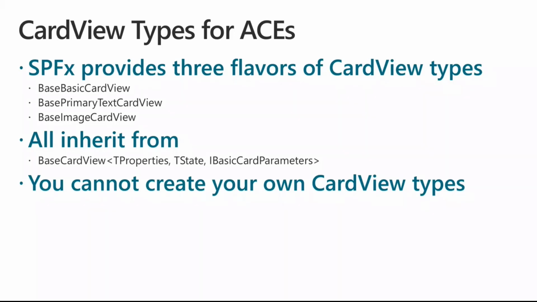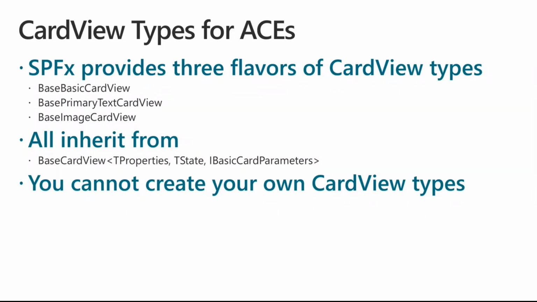And talking about the card view, we always see the options to choose between 3 different flavors of card view. In this short demo, we will figure out what these card view types are and what the differences between each of them are. So first of all, we have 3 options: the BaseBasicCardView, the BasePrimaryTextCardView, and the BaseImageCardView, which are the actual base types that we will inherit from when we create any card view in an adaptive card extension.